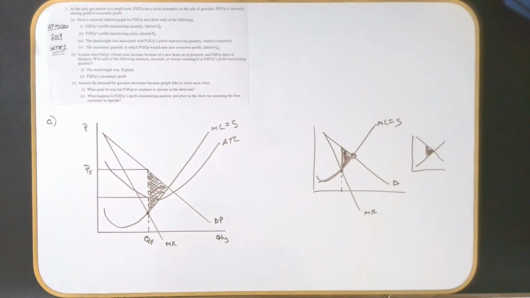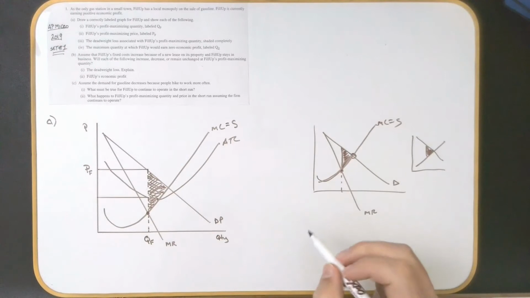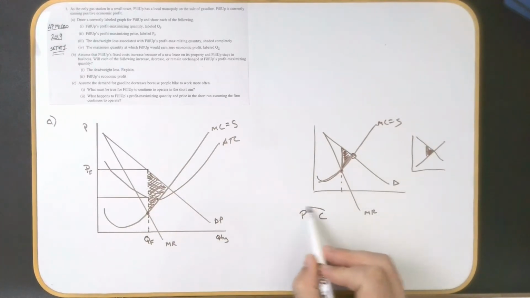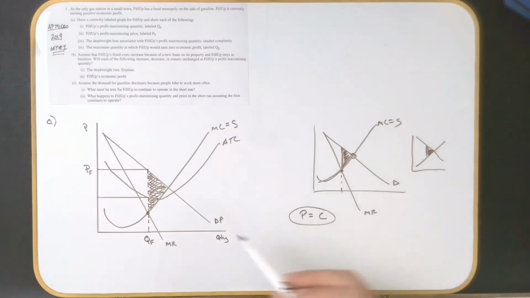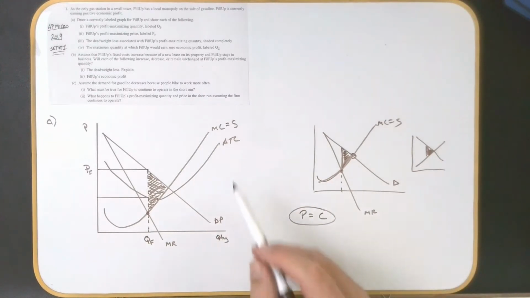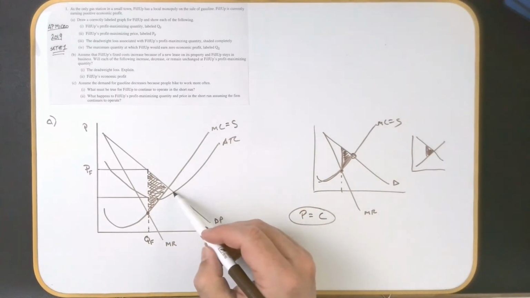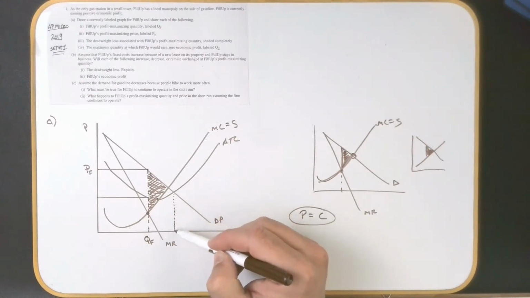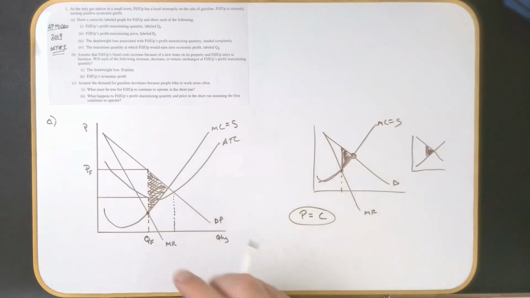All right, and then it says, find the maximum quantity at which Philip would earn 0 economic profit. Well, 0 economic profit is going to be when your price is equal to your costs. So when does the price equal the cost? Well, this is my demand and price axis. There's my ATC. Those intersect right there. So at that spot right there, and they're asking us to call that Q sub Z.